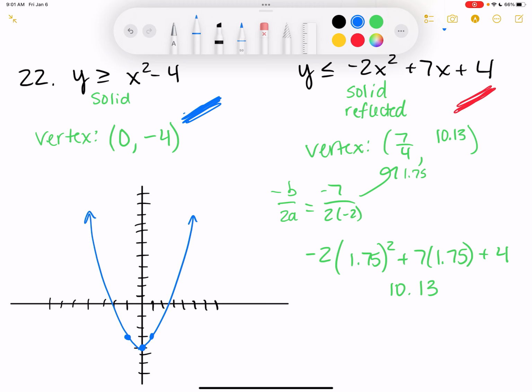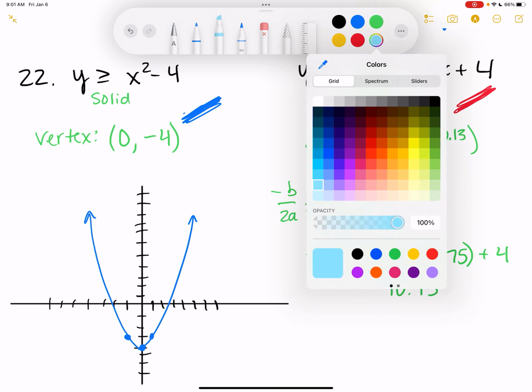And it's y is greater than or equal to, so where would I be shading? Inside. So I'm going to shade this one in light blue.